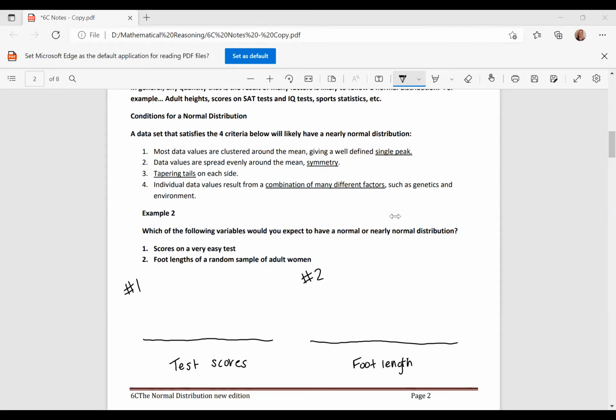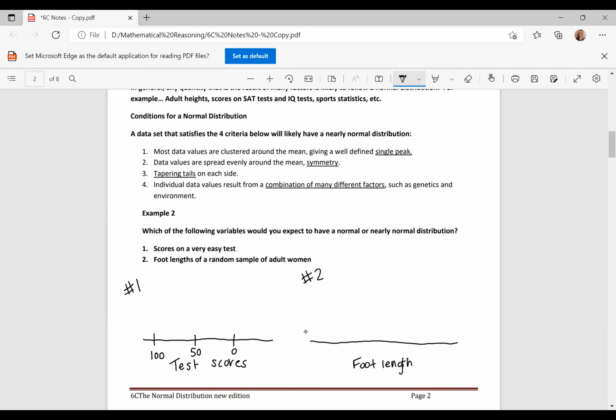So I have one person saying 1, and 2 people saying 1, and 3 people saying 2 at this point. If I, as a teacher, give a very easy test, I typically have a lot of people that score 100 on that test.